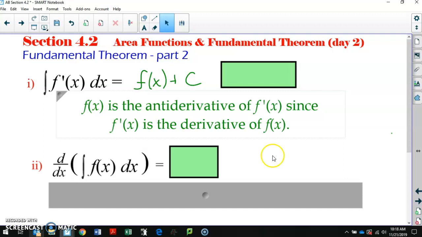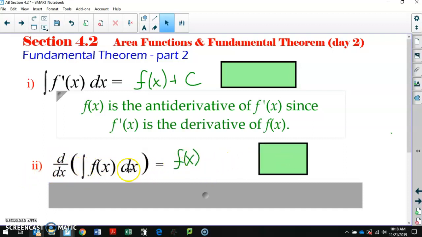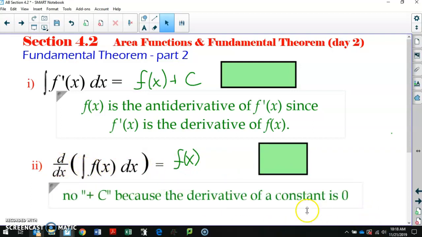Sounds like doublespeak. Moving on to the second part, the derivative of the integral of f of x. Well, again, that's just going to be f of x because the derivative and the antiderivative undo each other. There's no plus c here because the integral happened first, then we swung through and did the derivative, and the derivative of that constant is going to be 0. Plus c up here, no plus c down here.